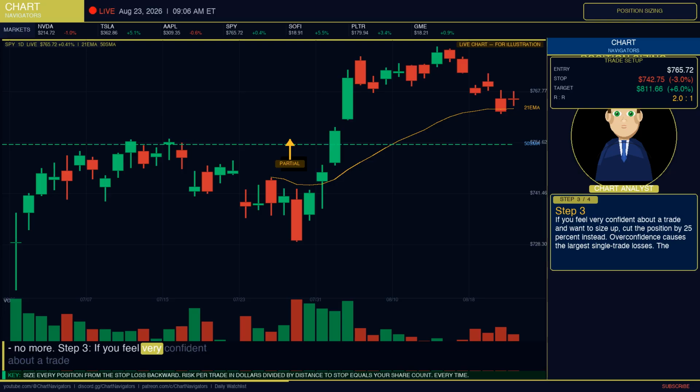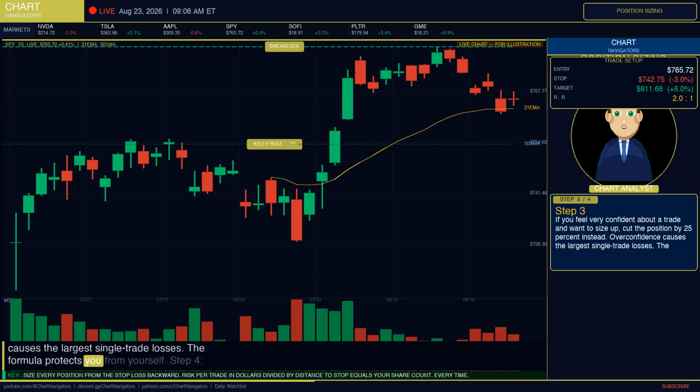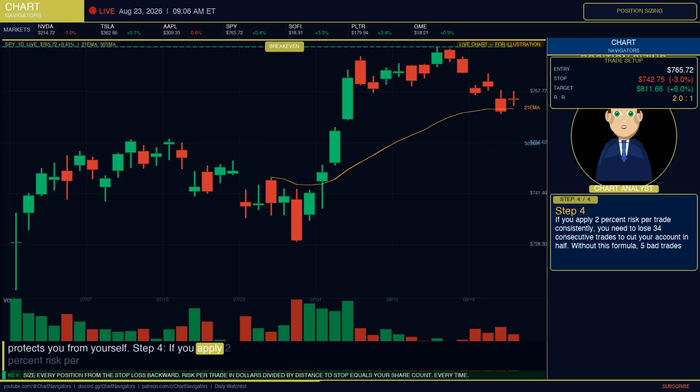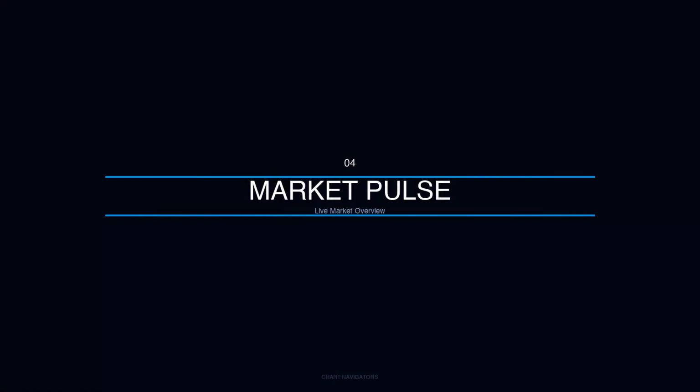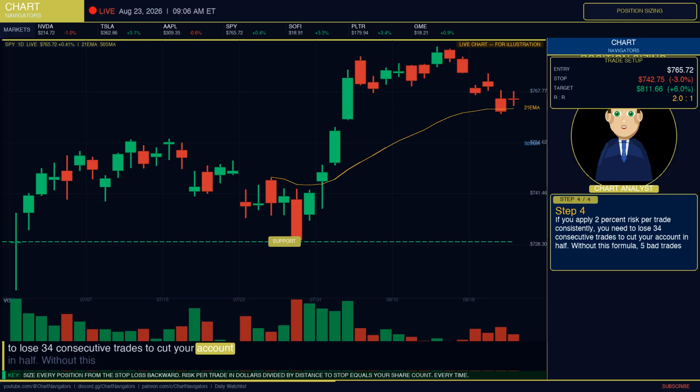Step 3. If you feel very confident about a trade and want to size up, cut the position by 25% instead. Overconfidence causes the largest single trade losses. The formula protects you from yourself. Step 4. If you apply 2% risk per trade consistently, you need to lose 34 consecutive trades to cut your account in half. Without this formula, 5 bad trades can end your trading career.